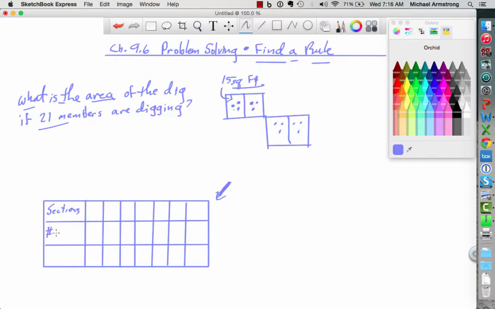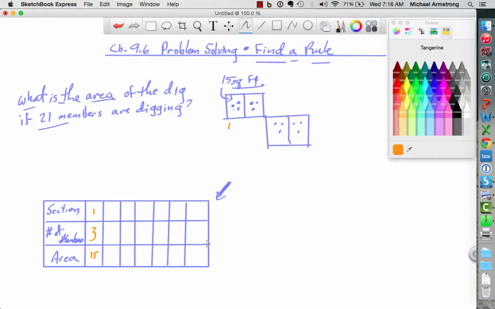So number of diggers, or members. It's hard to write that small. Hopefully you can read it. And then the final one is the area in square feet. All right, so we can start working this out now. Now, in the first area, this is area number 1, we see there are 3 members, and the area, every square is 15 feet.